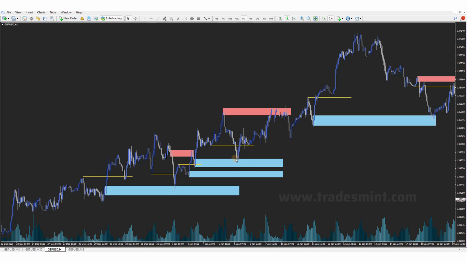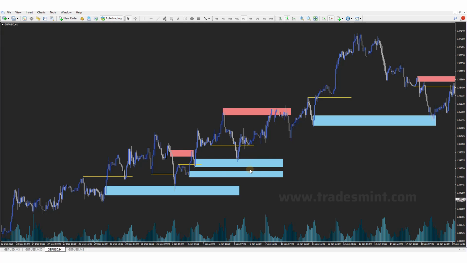If we have two supply zones very close to each other, just a few pips apart on the higher time frame, there's a big probability that there will be a spike or one big candle, or even a continuation of the move to the lower or higher zone. Please keep this in mind. This is very important.